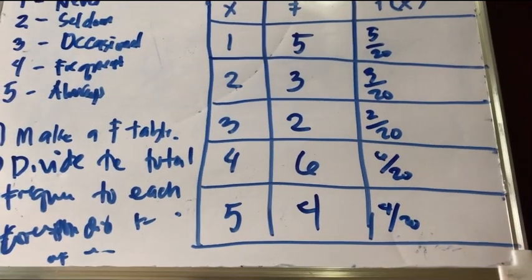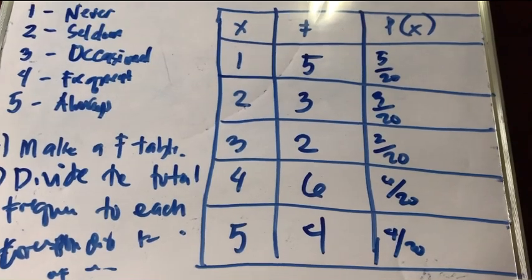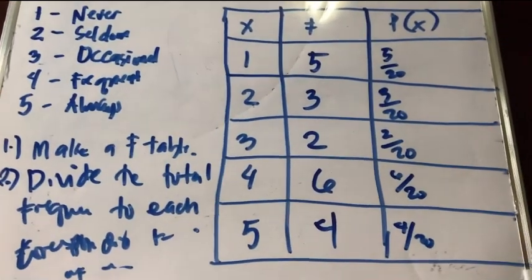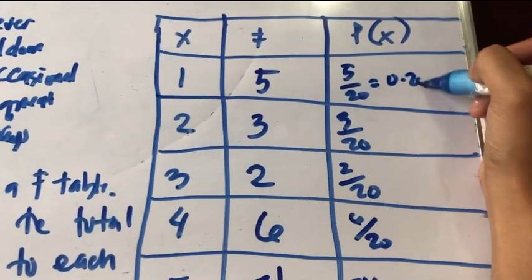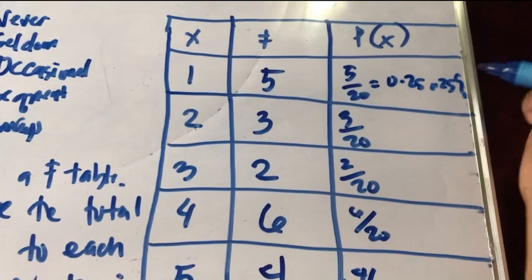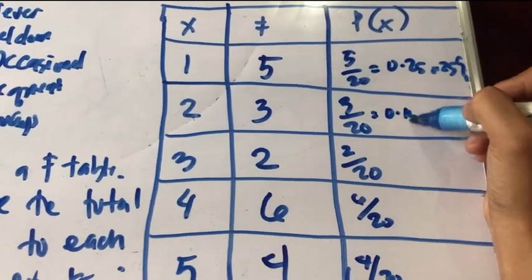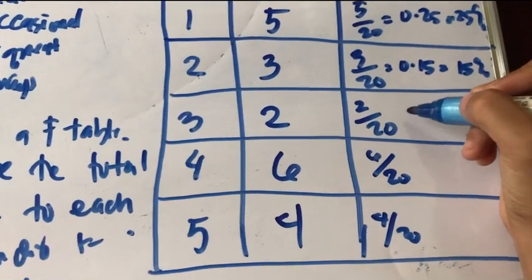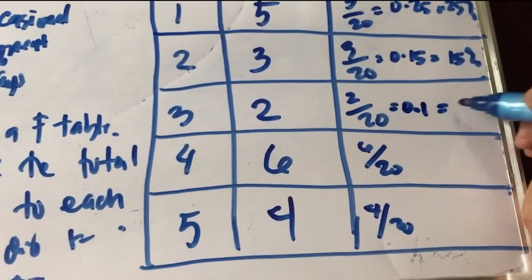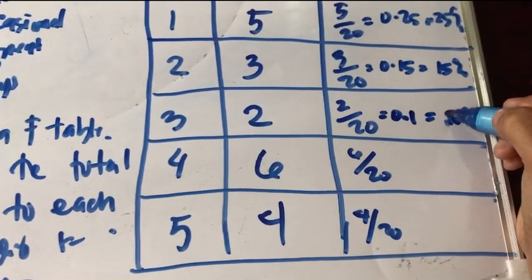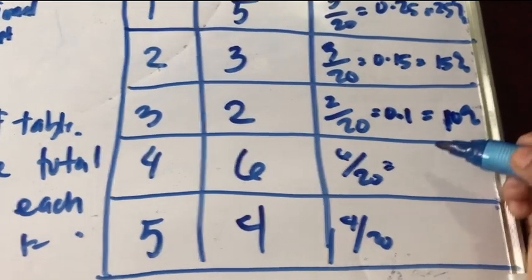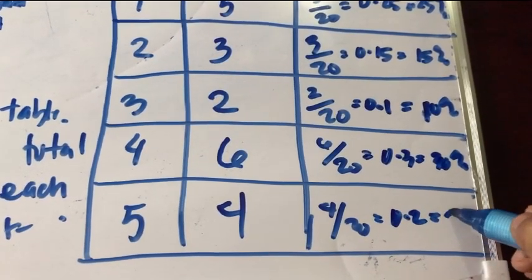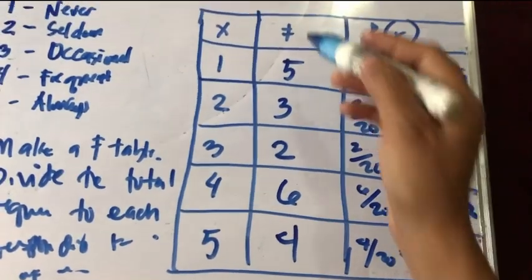and 4 over 20. Now we are going to convert that into decimal form and percentage, although it is not necessary, but I want you to do it so that you will understand, okay? 5 divided by 20, that is 0.25 or 25%. 3 divided by 20, that is 0.15 or 15%. Next, we have 2 divided by 20, that is 0.1, or that is equivalent to 10%. 6 divided by 20, that is 0.3 or 30%. And 4 divided by 20, that is 0.2 or 20%.